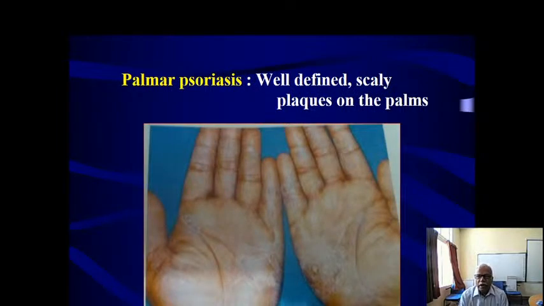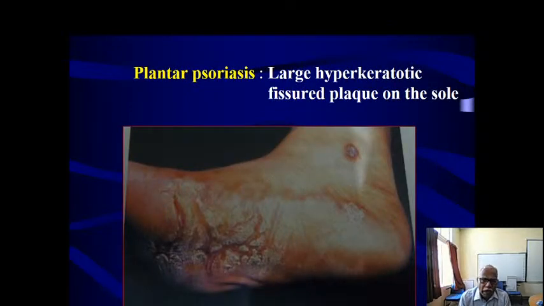So there are well defined scaly plaques on the palms. It's not that easy, they look so simple, but there are so many other conditions that look like palmoplantar psoriasis, like hyperkeratotic conditions, like epidermolytic hyperkeratosis. It's a congenital disorder, one of the varieties of ichthyosis. And similarly, such lesions may be seen in eczema, hand eczema mainly. So this is plantar psoriasis. You can notice hyperkeratotic plaques with fissures.